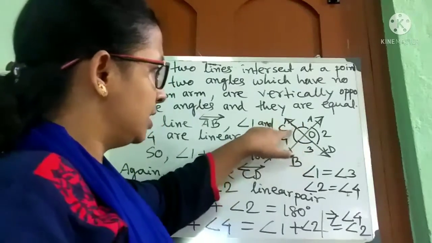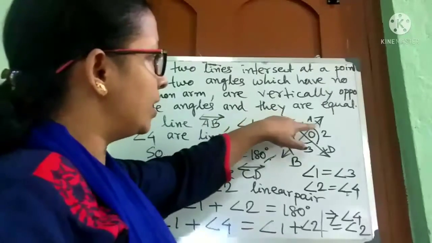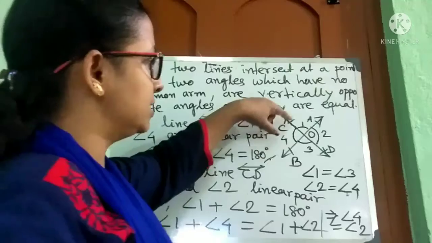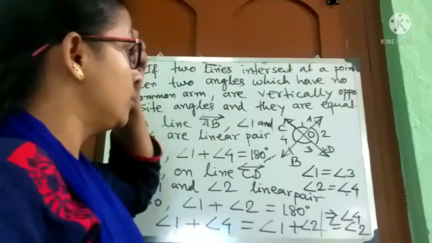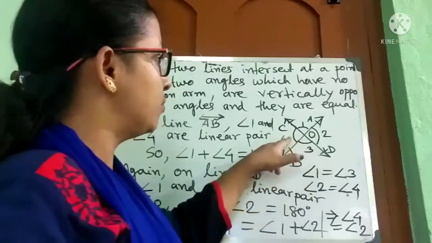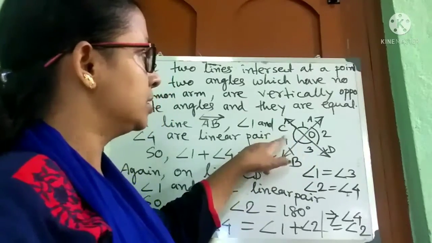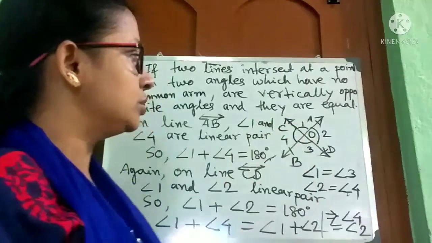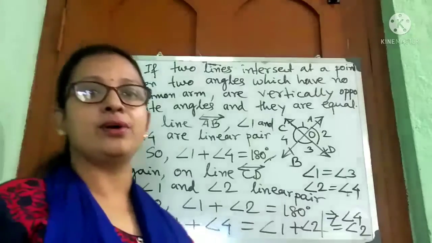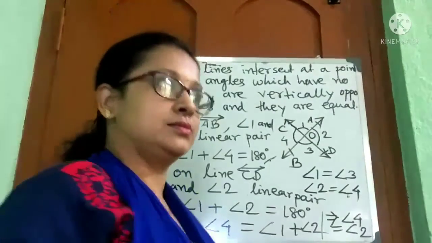Why? Because if you take line AB, the sum of 1 and 4, which are linear pairs, will be 180 degrees. And again if you take line CD, 4 plus 3 is 180 degrees. So if 4 is removed from both, we get 1 equals 3. In the same way we can prove this. So students, I think you have understood why two vertically opposite angles are equal.